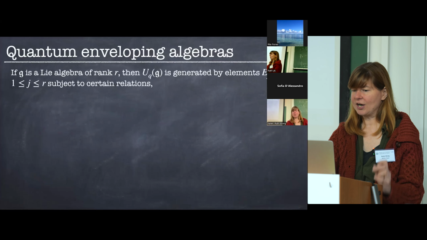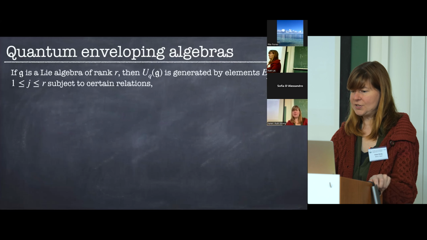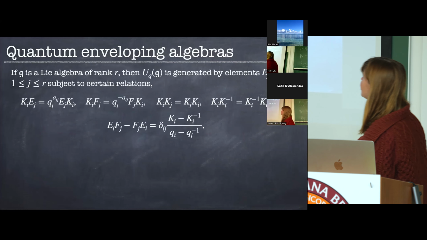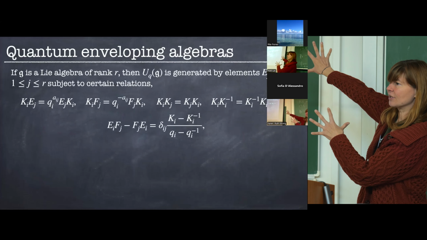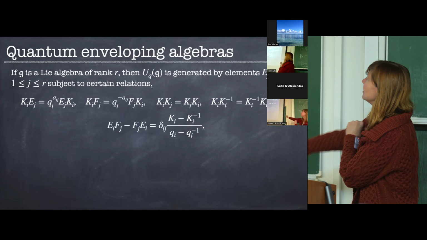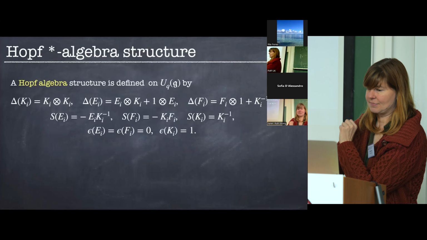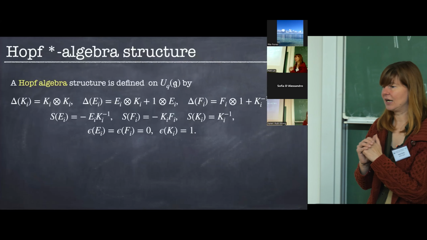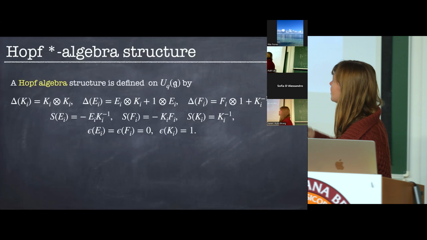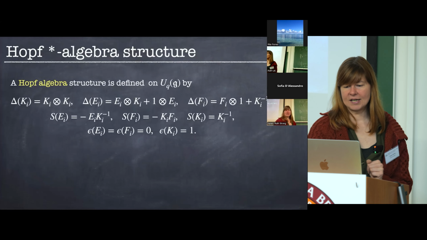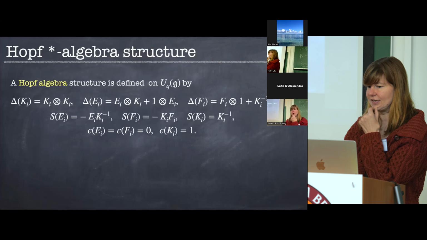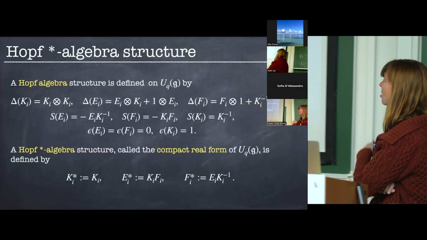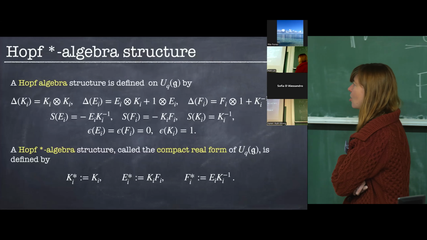So if we have a rank r Lie algebra, then what is U_q(g)? It's going to be generated by these elements E_j, F_j, K_j, where j runs between 1 and the rank, subject to some ugly relations that you should not try to digest right now, and some things called the quantum Serre relations. And we can put a Hopf algebra structure on it. Again, I don't expect you to take these in. I guess the main point is that you can imagine that when Q is 1, hopefully everything works out nicely and you get something you already know. By adding the star, we refer to this as the compact real form of U_q(g).